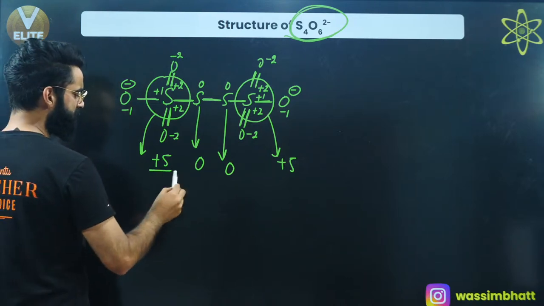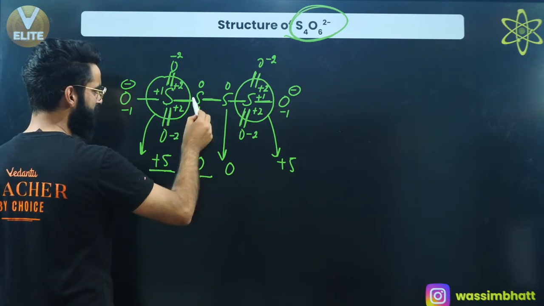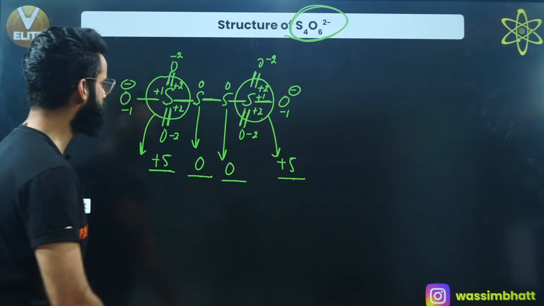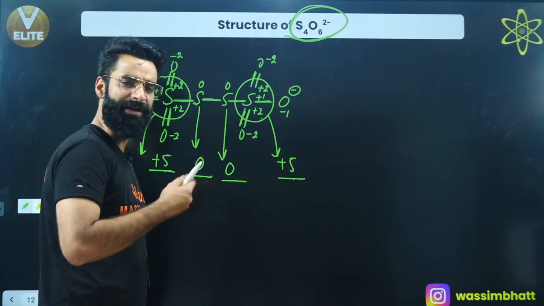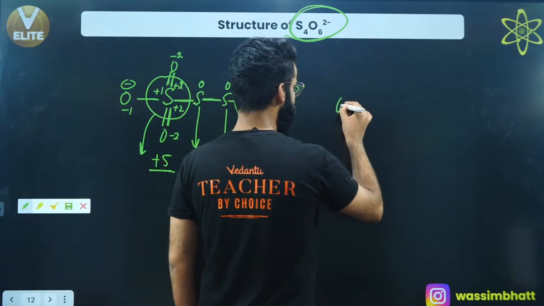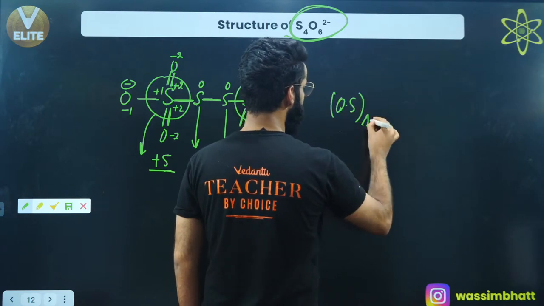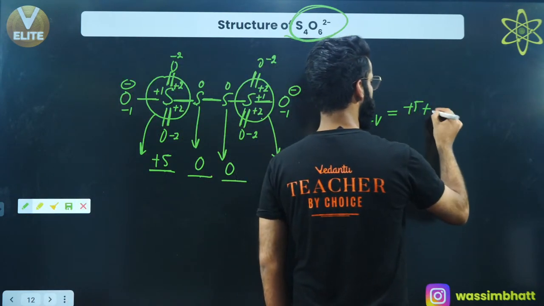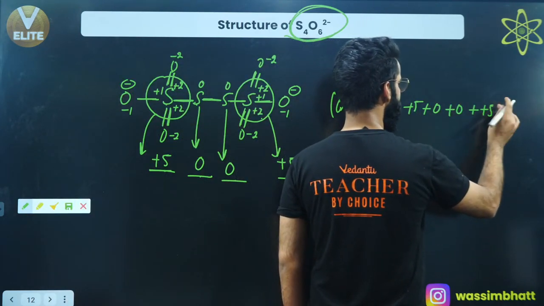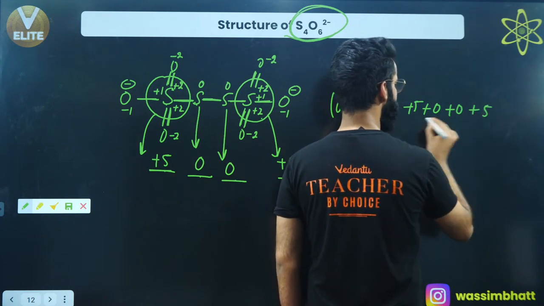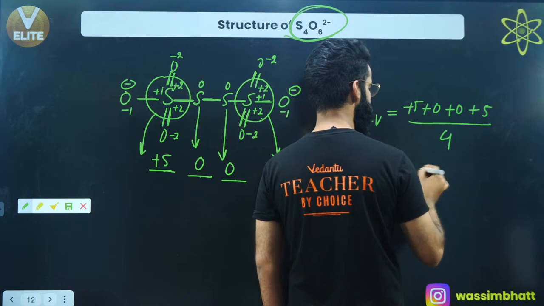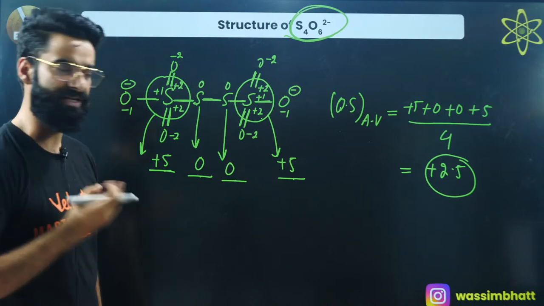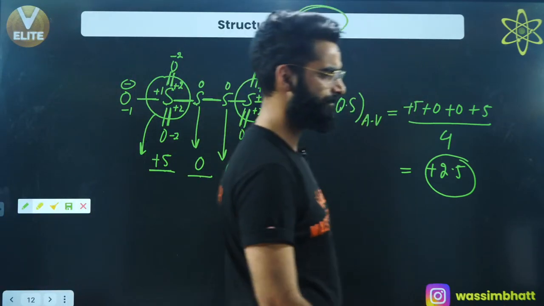So this is the oxidation state of this particular sulfur, and this one, and this one, and this particular sulfur. Okay? If I ask you to calculate the average oxidation state of sulfur, you'll clearly say the average oxidation state of sulfur is going to be equal to the total charge present on sulfur atoms, which is going to be plus 5, plus 0, plus 0, plus 5, right? The sum of the charges present on all the sulfur atoms divided by the total number of sulfur atoms, and the value finally comes out to be plus 2.5. So plus 2.5 is going to be the average oxidation state of sulfur in case of S4O6 dinegative, right?